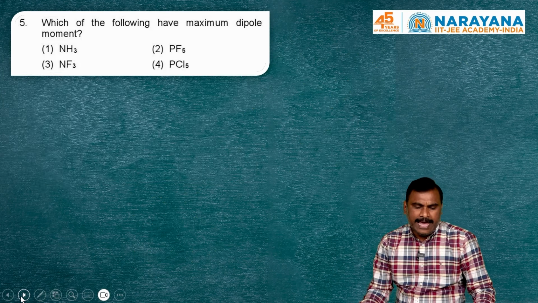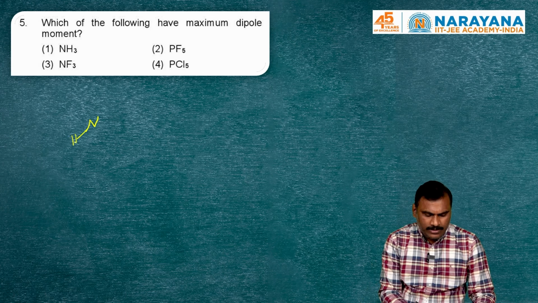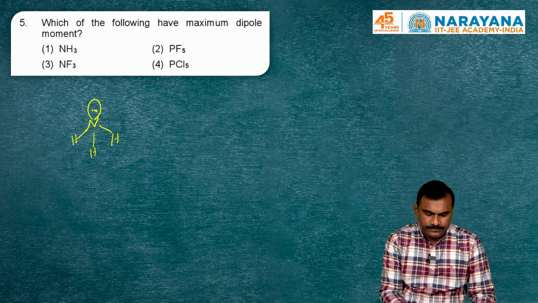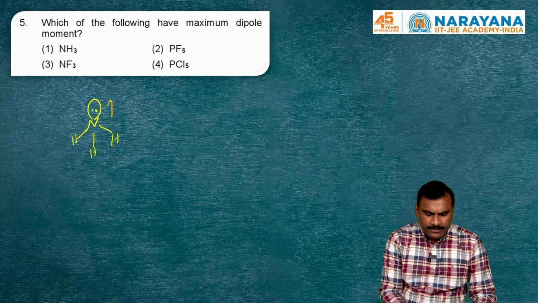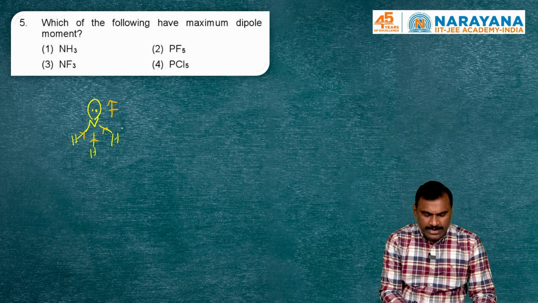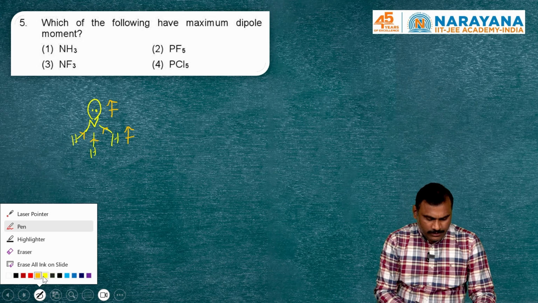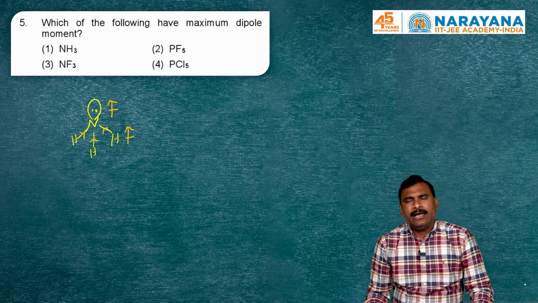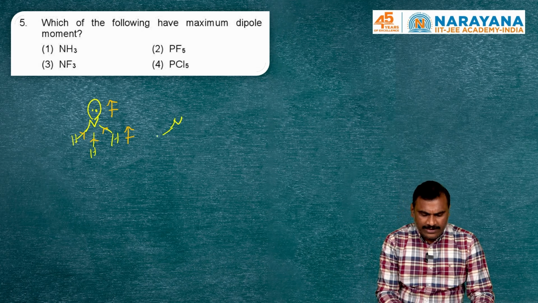Which of the following has the maximum dipole moment? Let us see. Ammonia is a pyramidal structure. The dipole moment of the lone pair is upside, and the dipoles of each bond are also in the upside direction only. So in the given molecule, the bond moment and the lone pair moment are both in the same direction. If you go for NF3, student, it is also pyramidal.